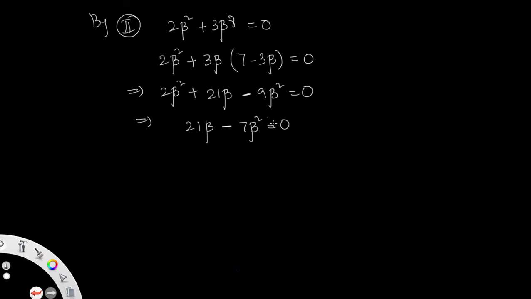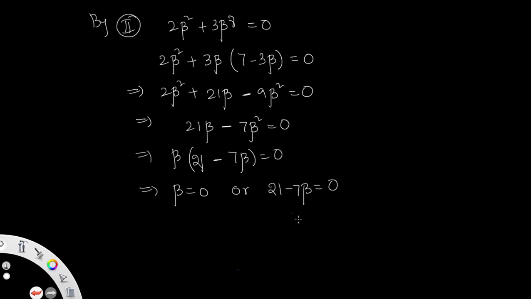So from this, beta has to be taken common. Beta common means 21 minus 7 beta equal to 0. Either beta equal to 0 or else 21 minus 7 beta equal to 0. Then beta equal to 3. So beta equal to 0 or else beta equal to 3.